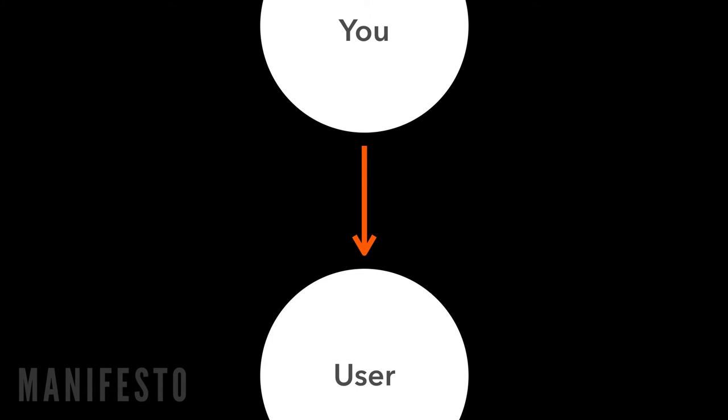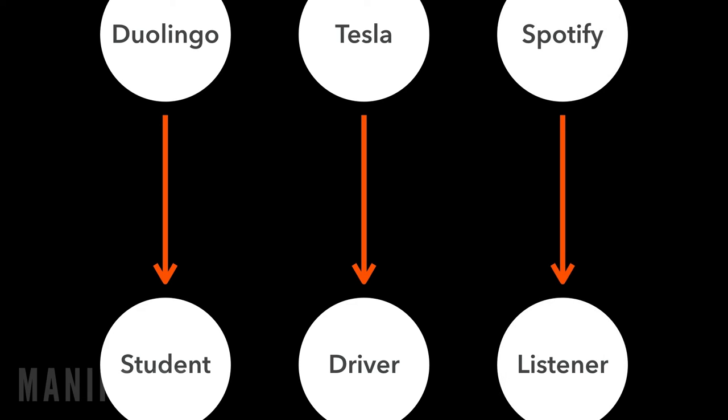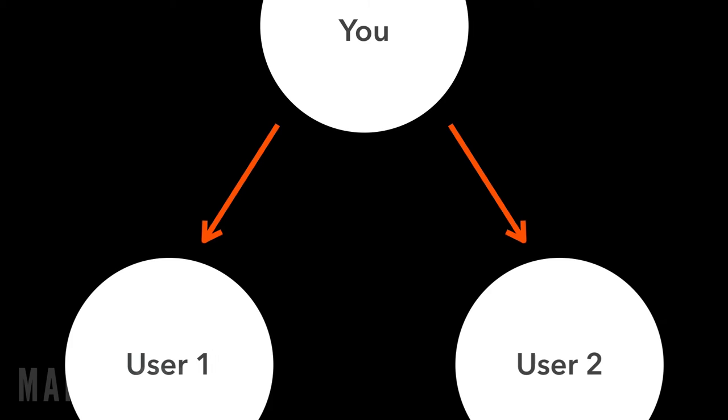With many products, there's just one empathy gap that you have to worry about closing, and that's the one between you and one single end user. So if you think of Duolingo, they have their student, Tesla has a driver, Spotify has a listener. But in marketplace design, there are actually three empathy gaps you need to worry about. There are the two between you and your two users, and then there's the gap between the users themselves.